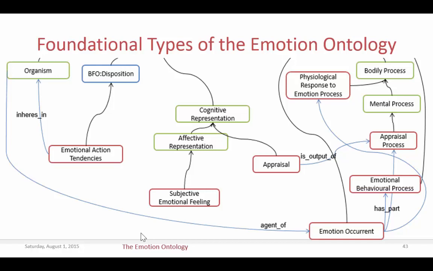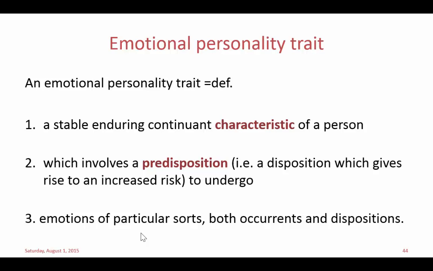Now, some people have emotional personality traits, which are continuants, comparable to your height, for instance, or your weight, or the color of your skin. So you have an emotional personality trait for a certain period of time. It continues to exist. So it's a stable, enduring characteristic of a person, which involves a predisposition to undergo emotions of particular sorts.